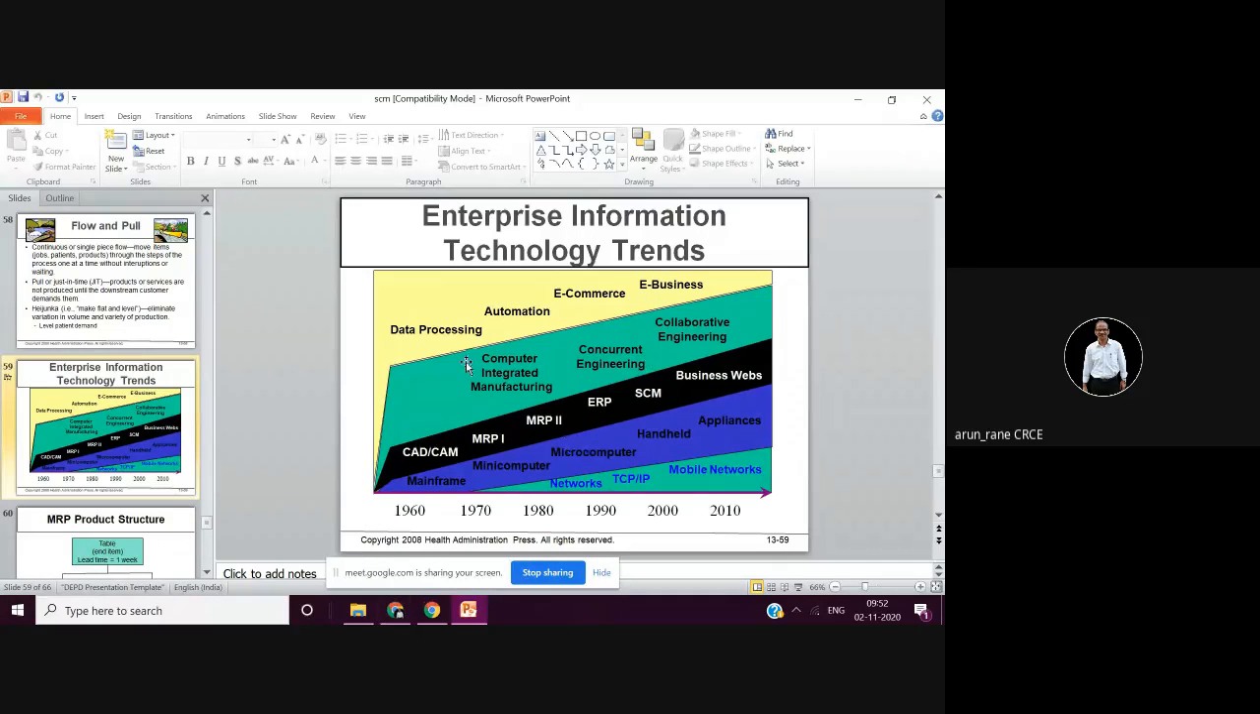So these are the trends, information technology trends, like you have e-business, e-commerce, automation, data processing, computer, and these are the technologies, computer integrated manufacturing, concurrent engineering. Concurrent engineering means all the departments, like say design department, purchase department, planning department, production department, inspection department, they are working together.